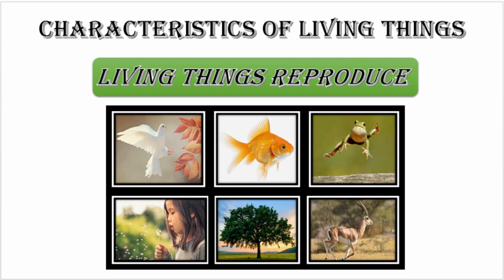Now, the last characteristic of living things is reproduction. All living things reproduce. Either they are plants, animals, or humans, they all reproduce. Now, the question that should come to your mind is, what do we mean by reproduce? Do any of you have any idea? If yes, write your answer in the comment section.